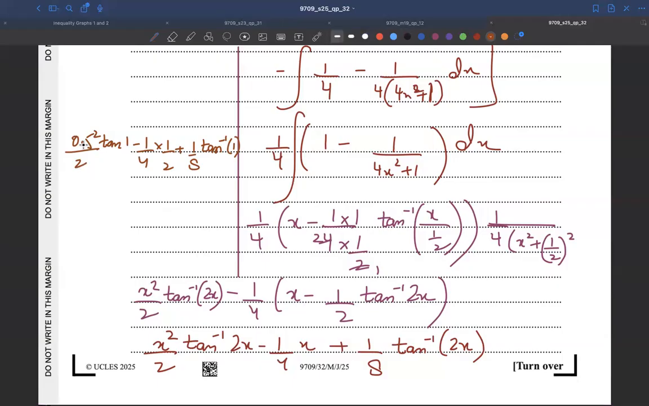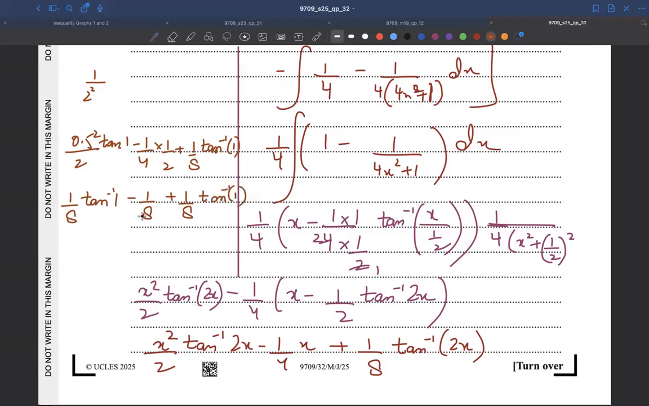So 0.5 squared is basically 1 upon 2 squared. That is equals to 1 upon 2 squared is 1 upon 4, and 1 upon 4 will become 1 upon 8 tan inverse of 1 minus 1 upon 8 plus 1 upon 8 tan inverse. And I think there's an inverse over here as well. So yeah, that is tan inverse of 1. And this is also tan inverse of 1 over here as well.